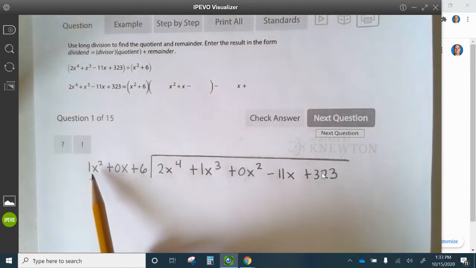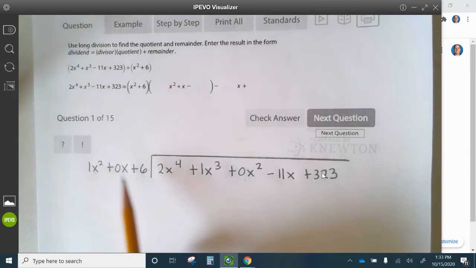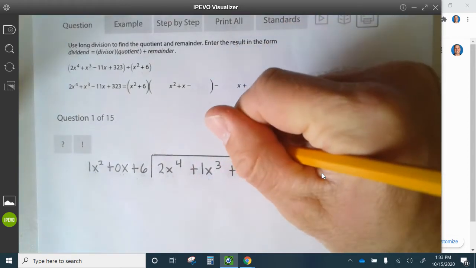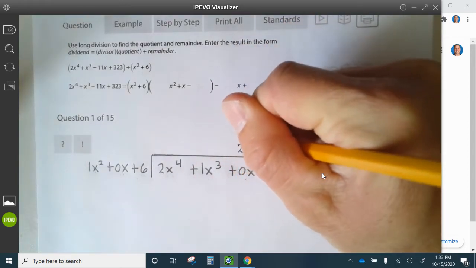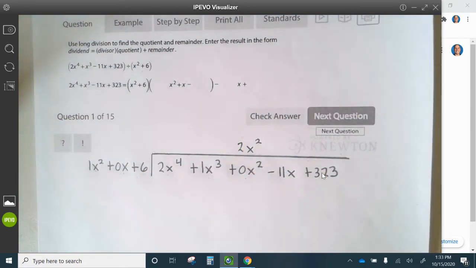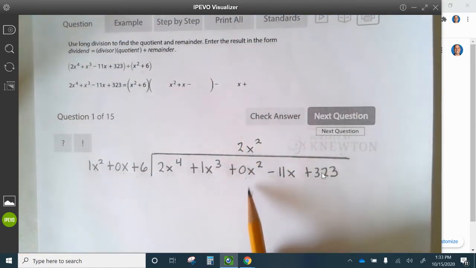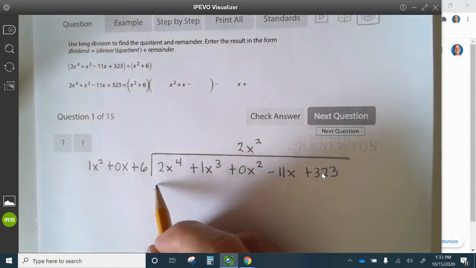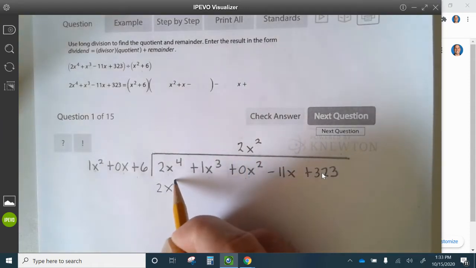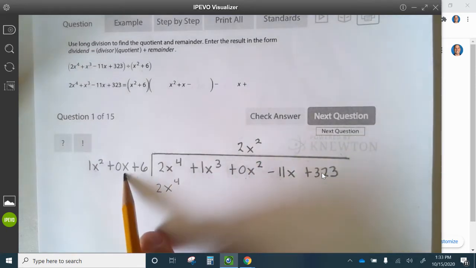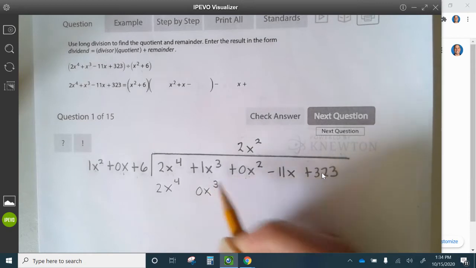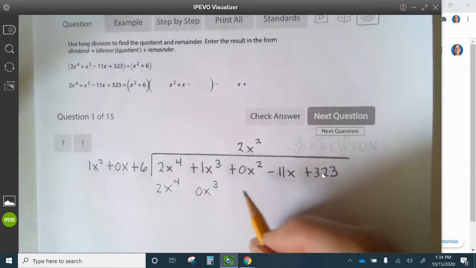We ask ourselves, what do you multiply 1x squared to give you 2x to the fourth? And the answer to that is 2x squared. Okay, now notice I'm keeping that in the x squared column. Now we multiply 2x squared times 1x squared is 2x to the fourth. 2x squared times 0x is 0x cubed. 2x squared times 6 is 12x squared.